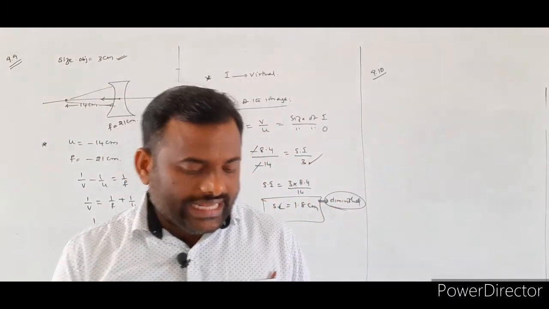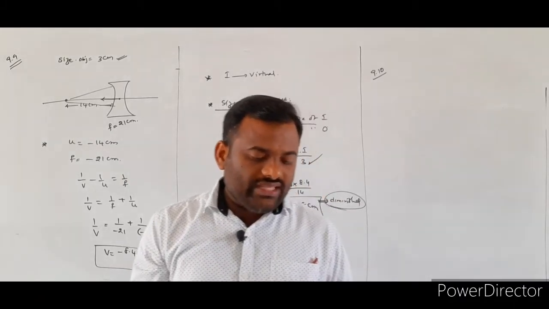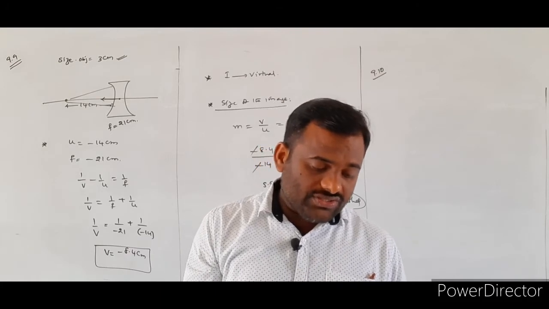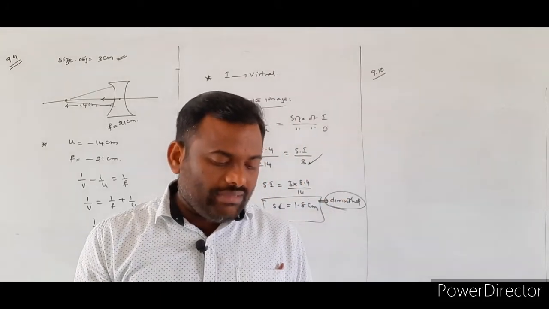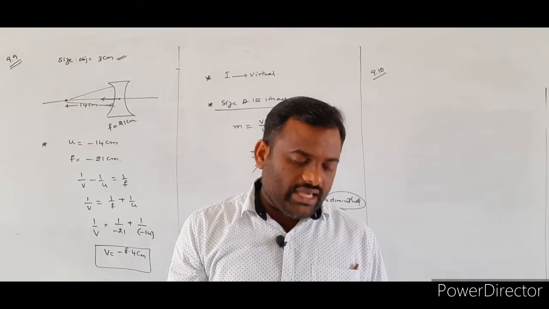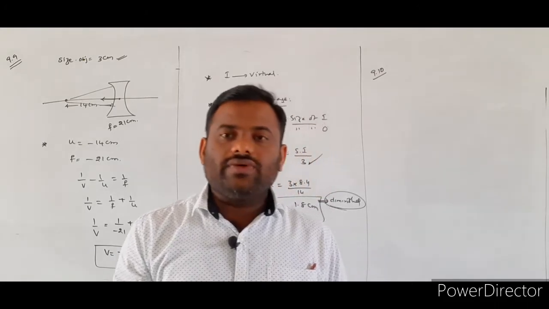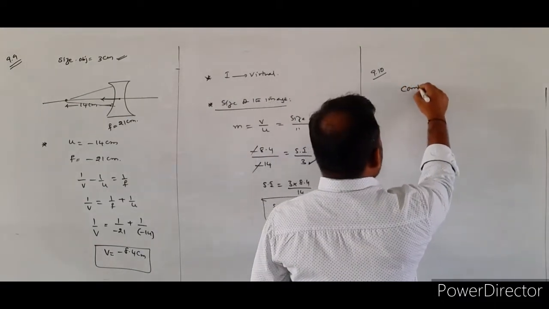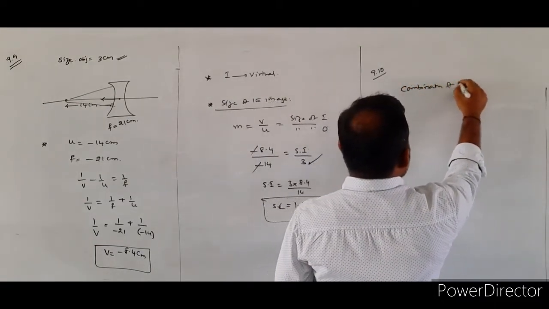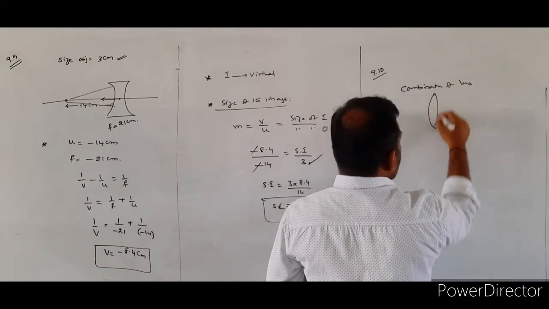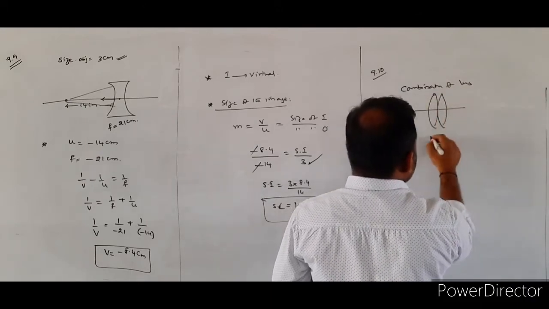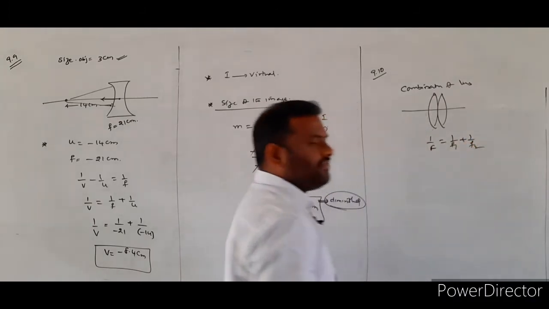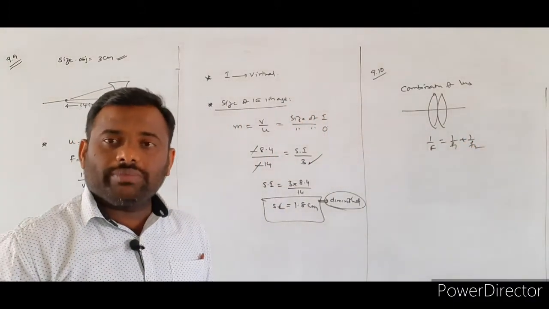Next, 9.10. What is the focal length of the convex lens? A lens of focal length 30 centimeter is in contact with a concave lens of focal length 20 centimeter. So it is based upon combination of lenses. Already we told whenever two lenses are kept in contact, we write the formula: combined focal length, 1 by f equals 1 by f1 plus 1 by f2.